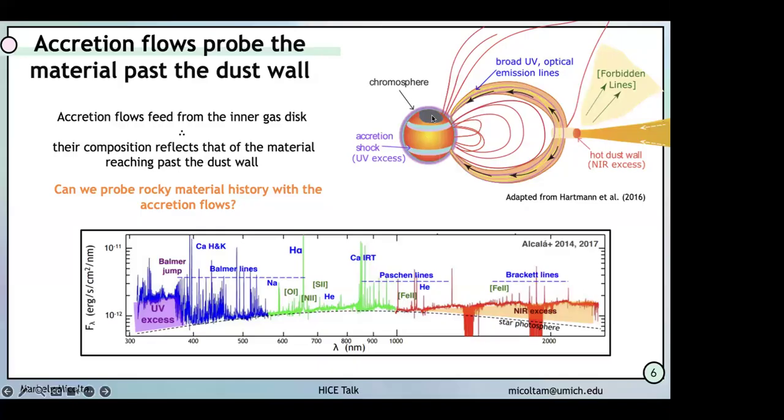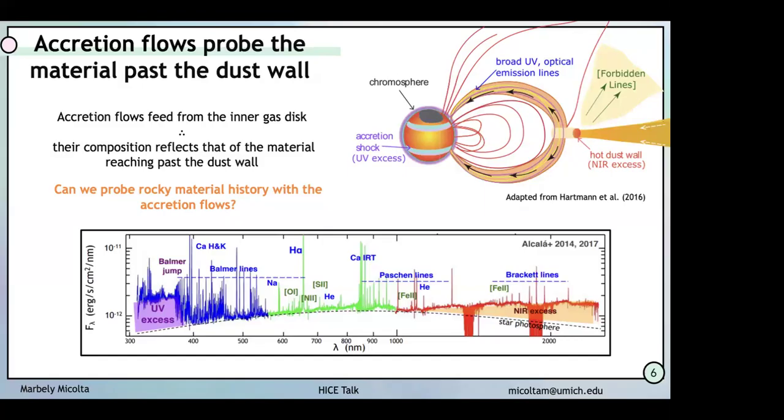And once it reaches the accretion flows, you will have an accretion shock, and we can see all these different parts in the optical and near infrared side of the spectra. In the near infrared, you will have the excess from the dust wall. And in the UV, you will have the accretion shock. But in the optical wavelength range, you have all these broad emission lines that form in the accretion flows, which basically tell you what's the surviving material reaching past the dust wall.